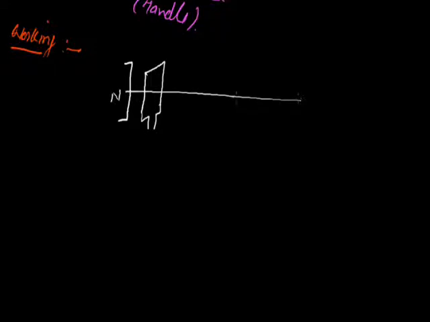The direction of B is the magnetic field. This one is A, B, C and D. At this time the flux passing through this coil will be maximum. Flux will be phi maximum.